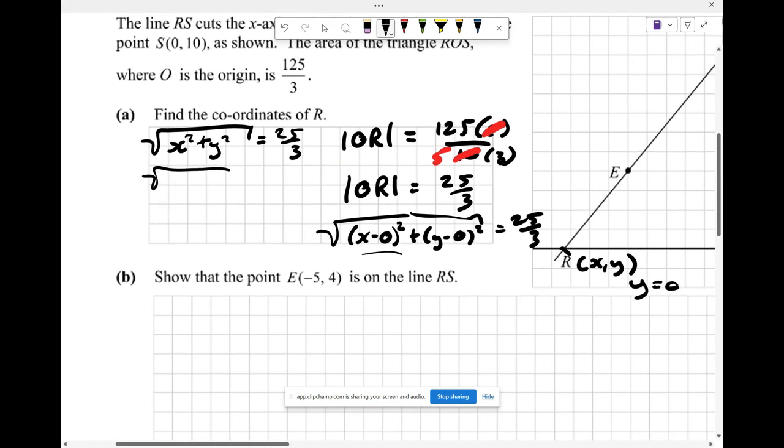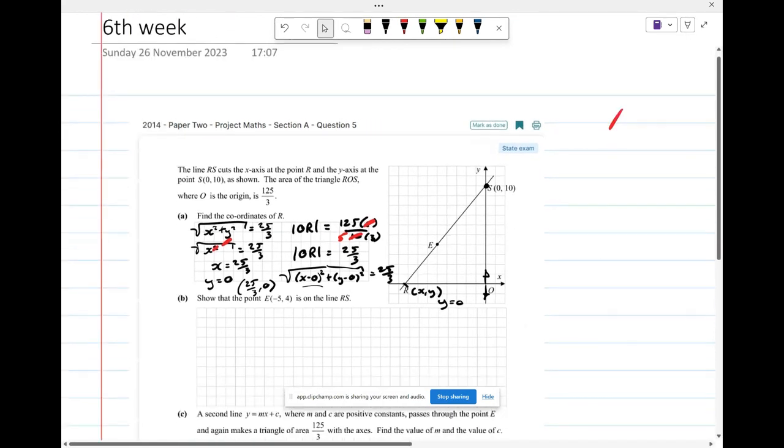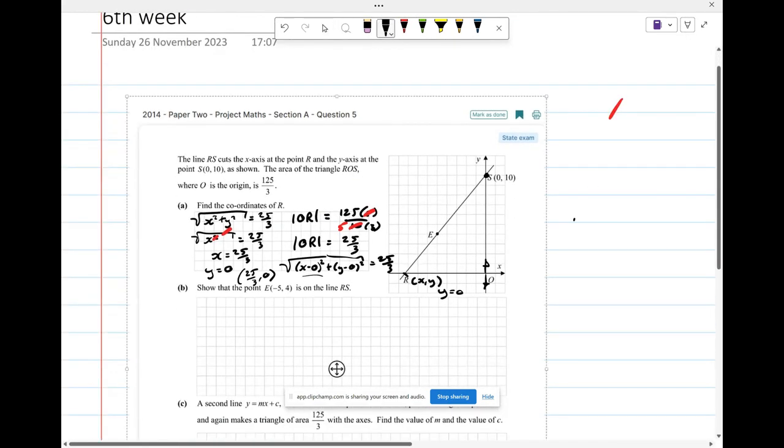So we can say x squared is equal to 25 over 3. And we know that the square root will just cancel with the square, and we're left with x equals 25 over 3, y is equal to 0. So our point is going to be 25 over 3 and 0. Yeah. So on to the next part.